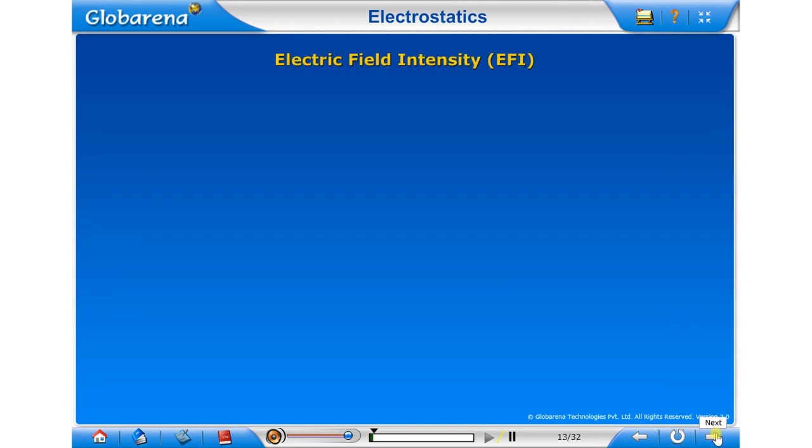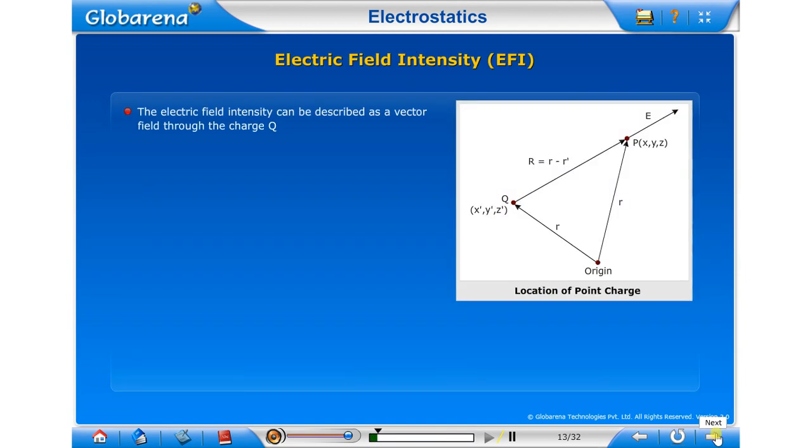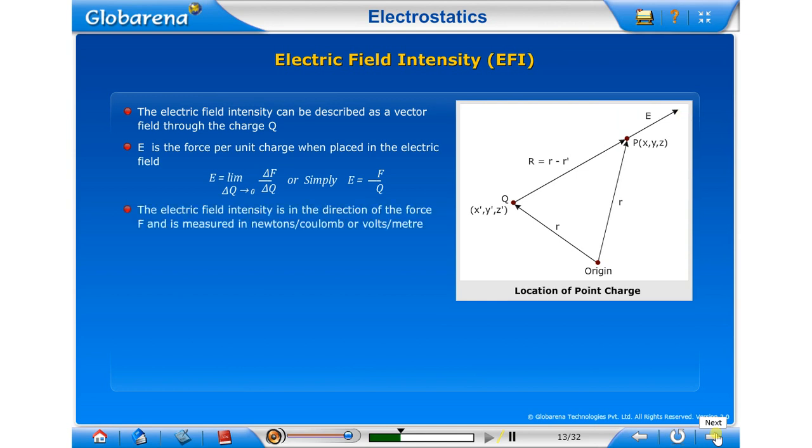Electric field intensity, or EFI. The electric field intensity can be described as a vector field through the charge Q. E is the force per unit charge when placed in the electric field. The electric field intensity is in the direction of the force F and is measured in newtons per coulomb or volts per meter.